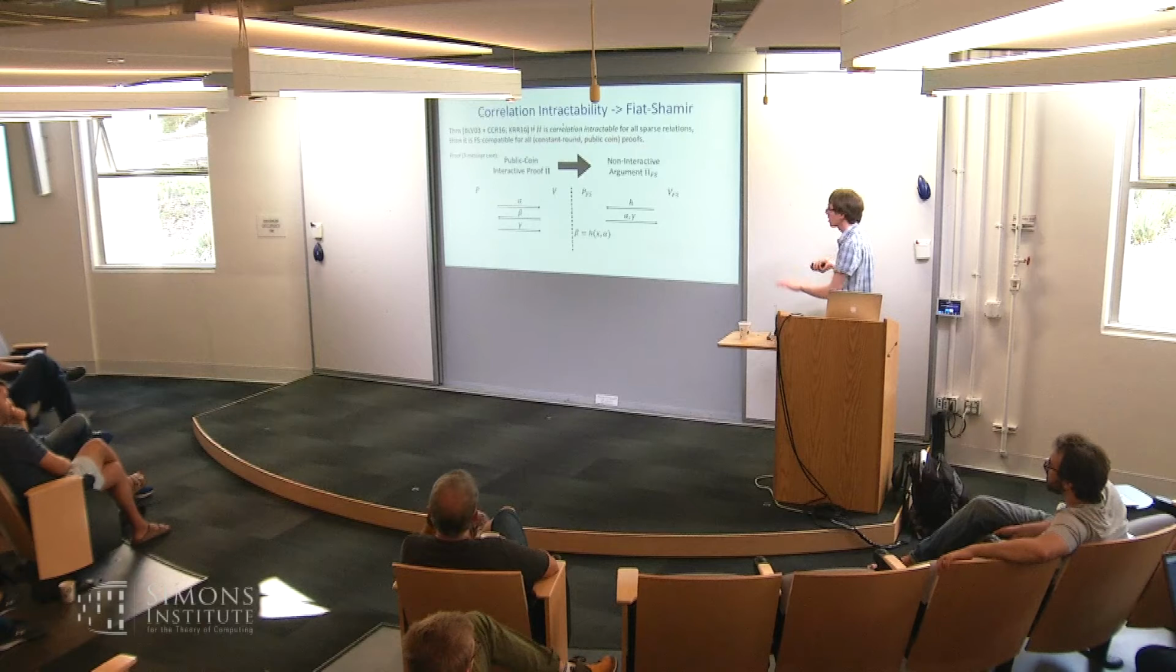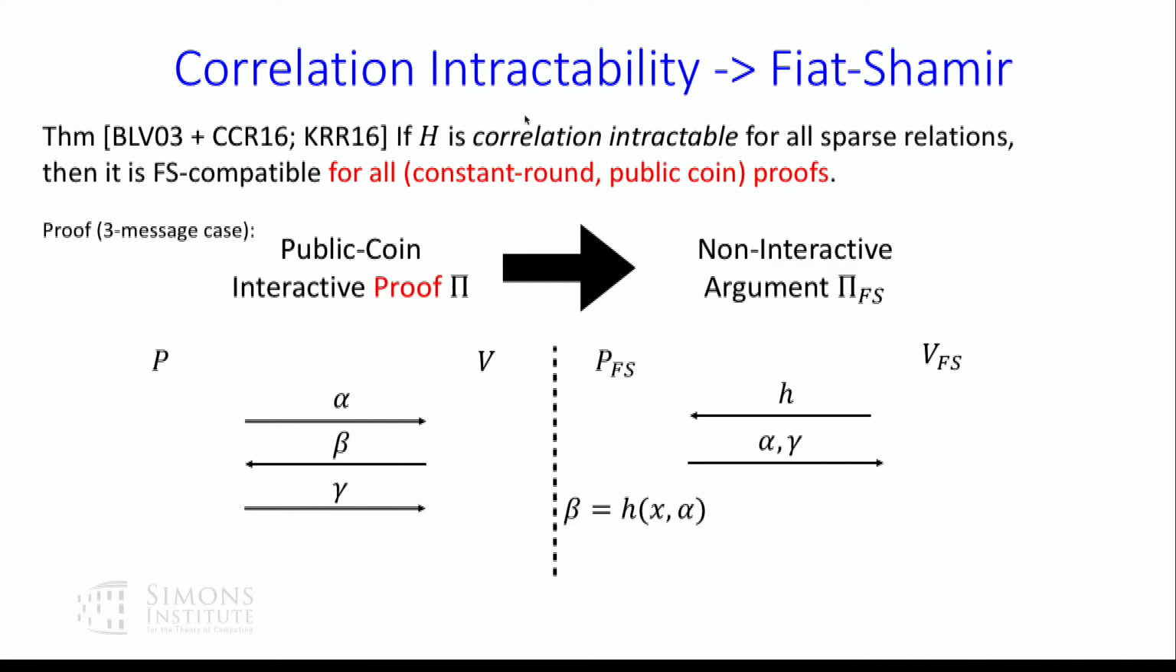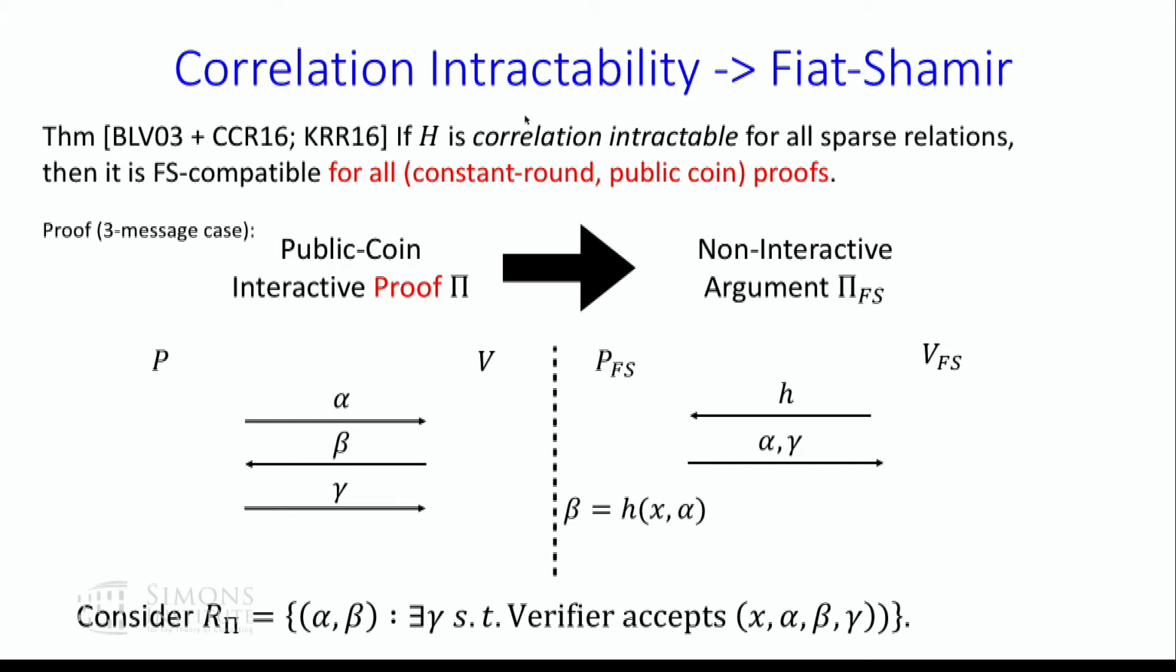It's super simple. Take a three-message protocol, alpha, beta, gamma, where beta is a random string, and suppose it's sound. We want to show that the Fiat-Shamir protocol on the right is sound. So what does soundness mean? It means the prover can't produce alpha and gamma so that alpha, beta, gamma is a good transcript. Here's how we can argue this.